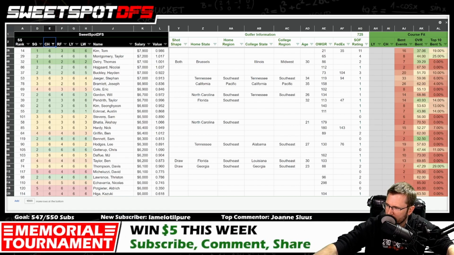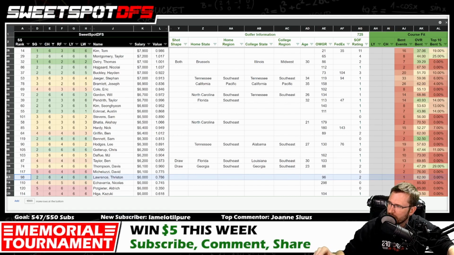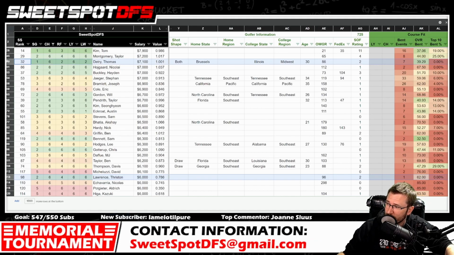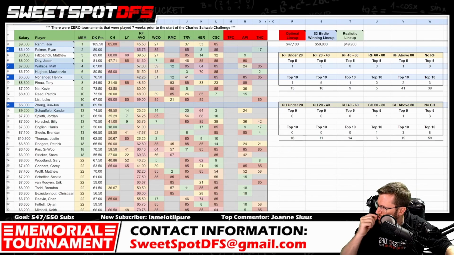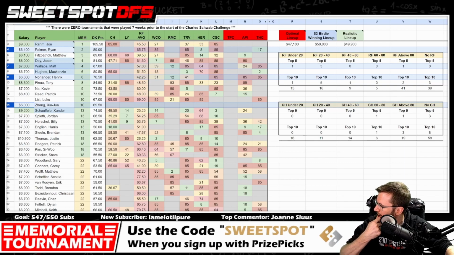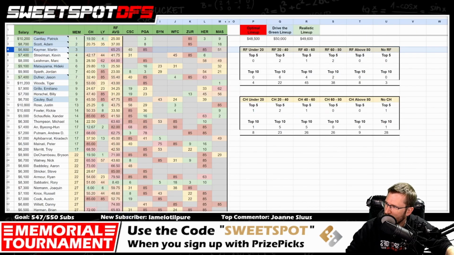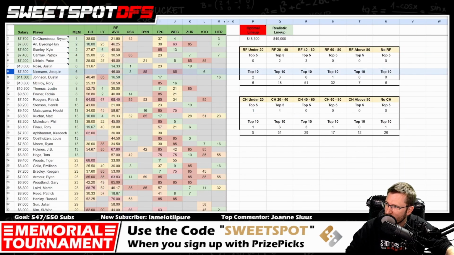Do we have a European that's in this bucket? Like a decent European name? Maybe Thriston Lawrence? Anybody more prominent? I guess Thomas Dietrich, right? That might be a reason to play Thomas Dietrich. I don't really see anyone else that I would consider, I guess Ben Taylor. Palmer, Norlander was 6,300. Matt Wallace was 7,000. Keimer was 68. Joaquin Niemann was 73.